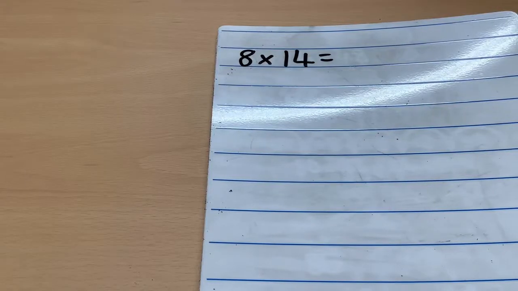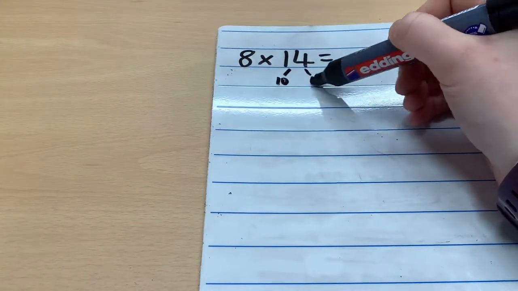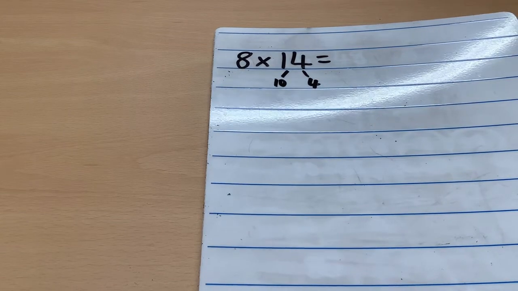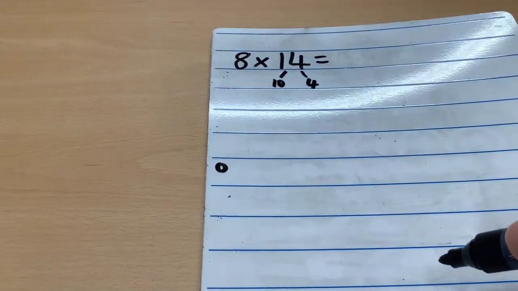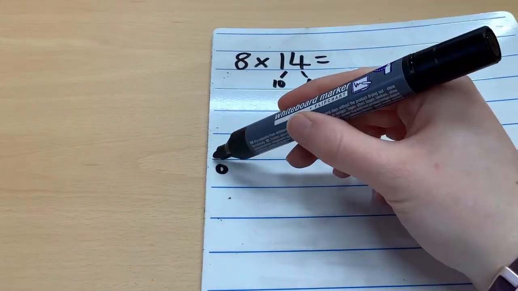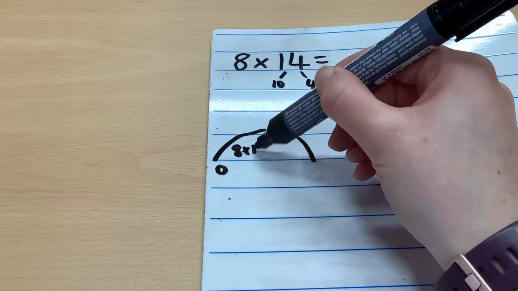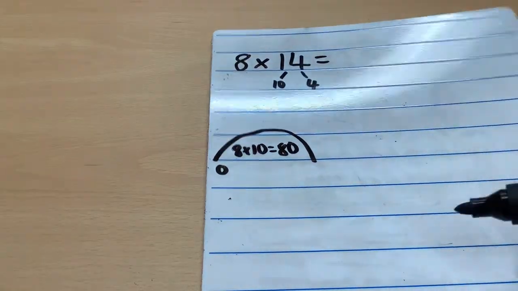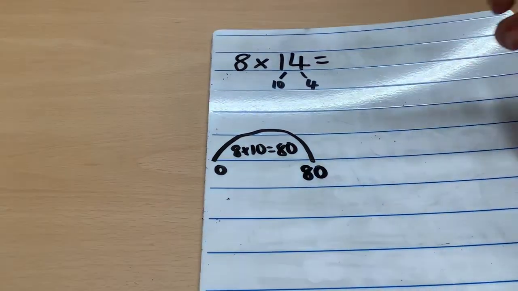Next, we're going to look at 8 multiplied by 14. First, I'm going to split the 14 into the 10s and the 1s, and then I'm going to do my multiplication on the number line. I'm going to start with my 0 on the left-hand side, and I'm going to do one jump of 8 multiplied by 10 first. 8 multiplied by 10 equals 80, and that's what I put under the line.